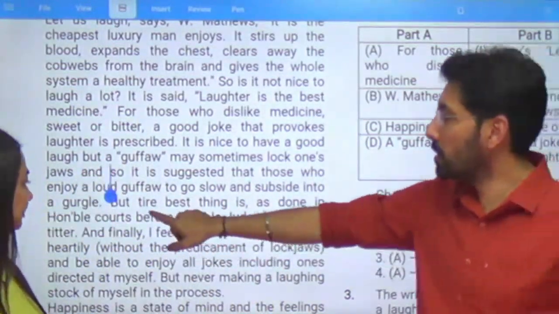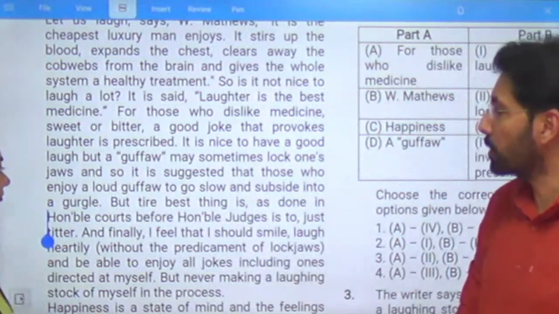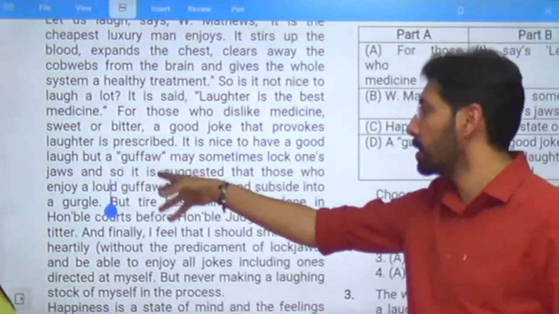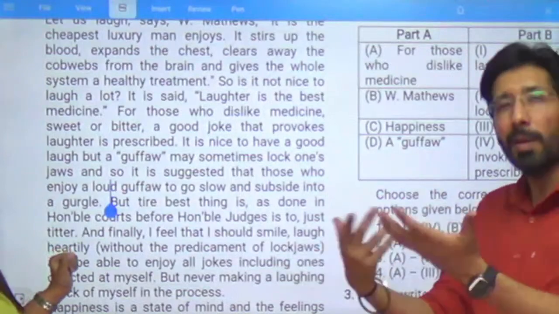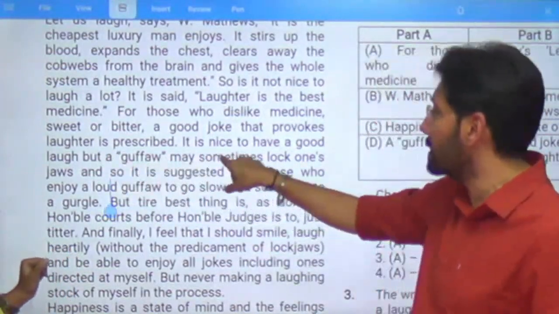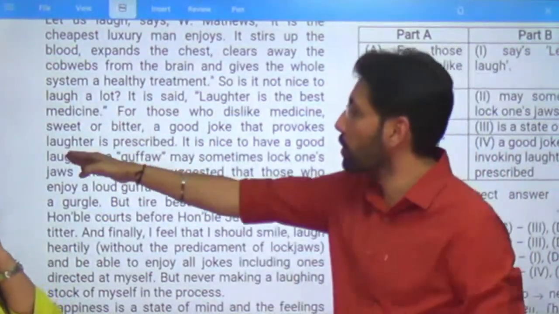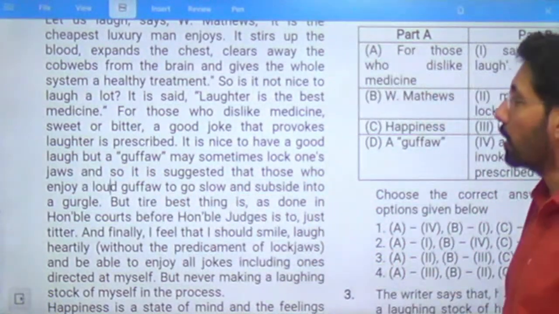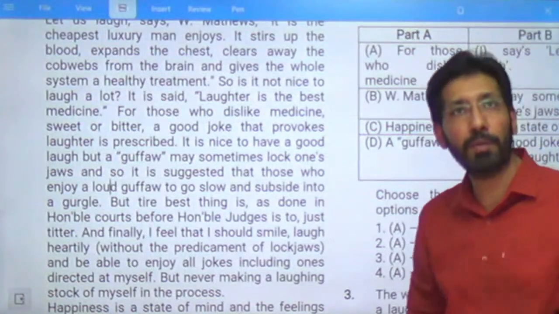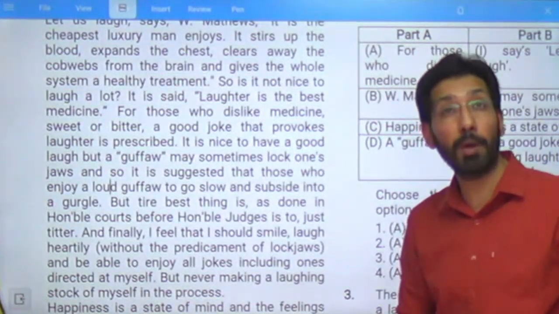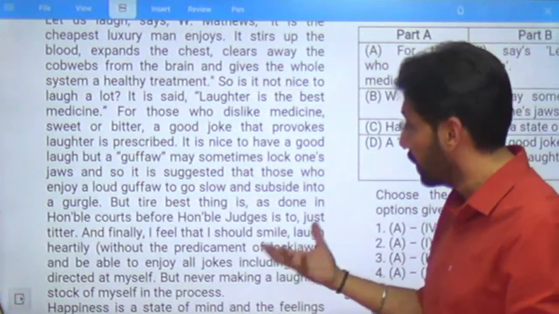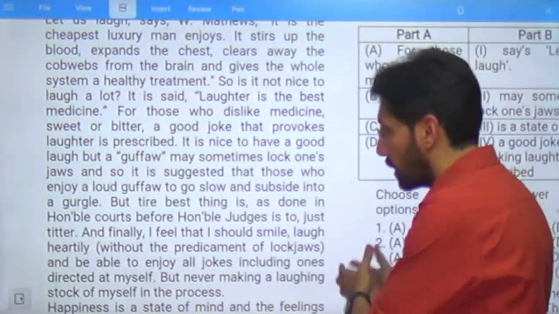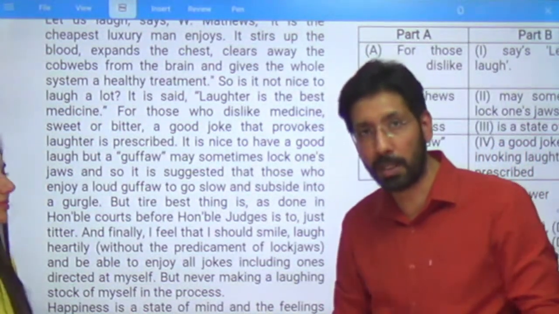And you can see that there is a descriptive word used just before this word. So loud guffaw is something like a laugh. Laugh and laugh, but a guffaw may sometimes. So what may sometimes? We are talking about the same thing, that is laugh. So that's the way you need not worry about any new term which you are not aware of; guess it in the answer, if there is anything which you need to guess.